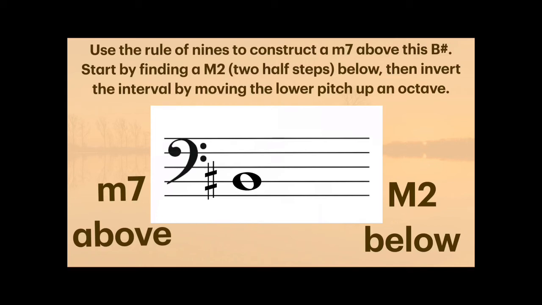Now we're going to find the pitch that has the letter name A, but it's 2 half steps down from that B sharp. What pitch is that? A sharp. An A sharp is a major second below B sharp. In order to make it a minor seventh above, we will bring that A sharp up an octave. This is the rule of nines.